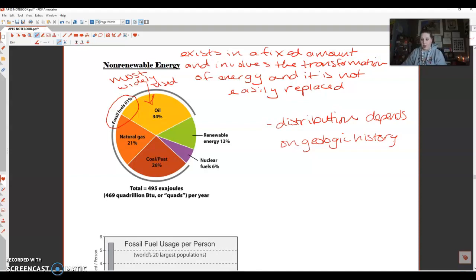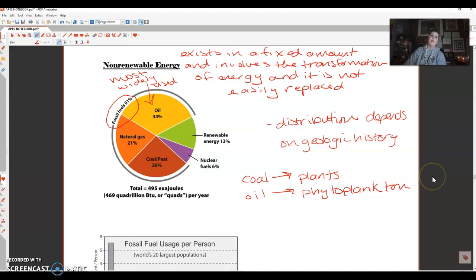Okay, so typically we know that coal is going to come from fossilized ancient plants. Okay, oil typically comes from phytoplankton. There's that word again. We can't escape phytoplankton. Remember, phytoplankton are the plant form of plankton. Okay. All right.